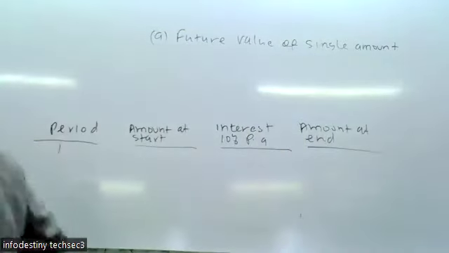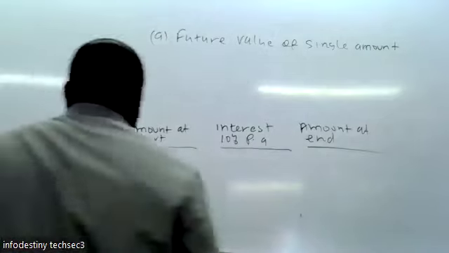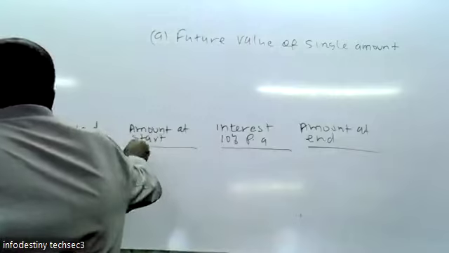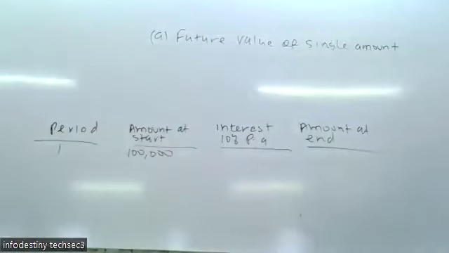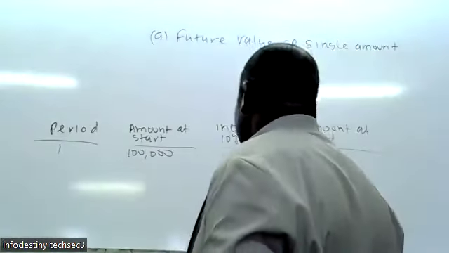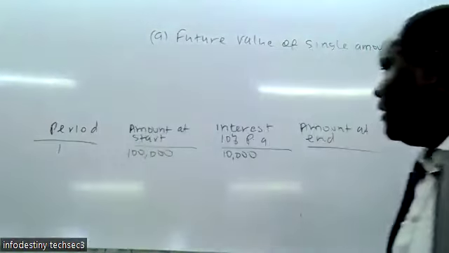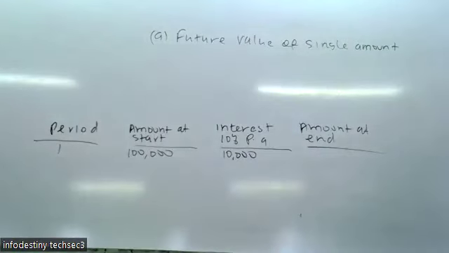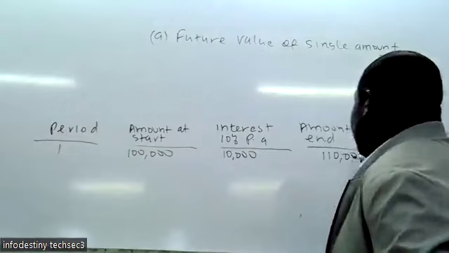So we start off with period 1. The amount at the start of period 1 is meant to be 100,000. So interest is 10%, so 10% of 100,000 should give you 10,000. So 10,000 plus 100,000 will give us 110,000. So when you earn interest at the end of year 1, your total value is 110,000.